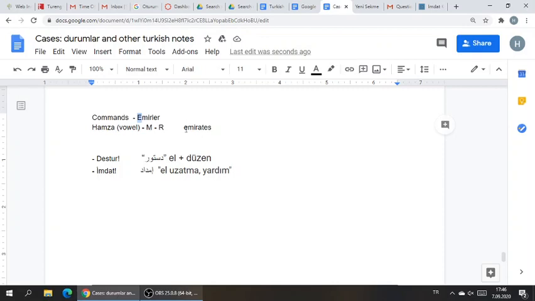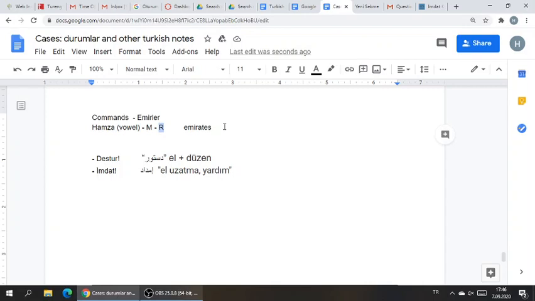Another example of this is the Emirates, the United Arab Emirates. Al-Imarat. So hopefully we're getting just a little bit more of a feel of how Arabic roots come into Turkish and how they sound. All right, but let's get into some examples of what a command is in Turkish.